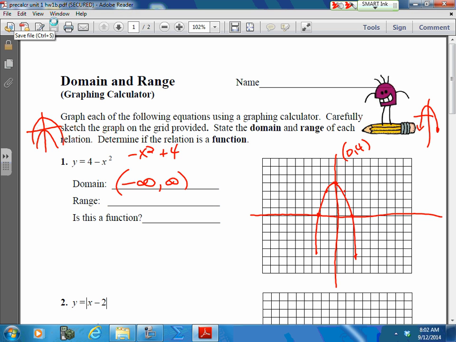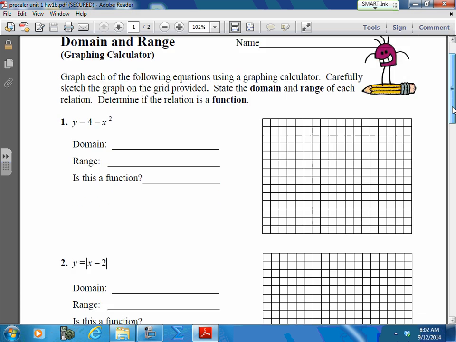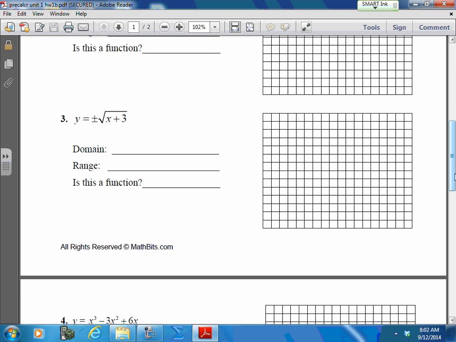Is this a function? Yes, this is a function. What's its range? Good. Can we use 4? Good. Everybody's good with that one? Okay. All right. Let's jump down to a different one, to number 3.